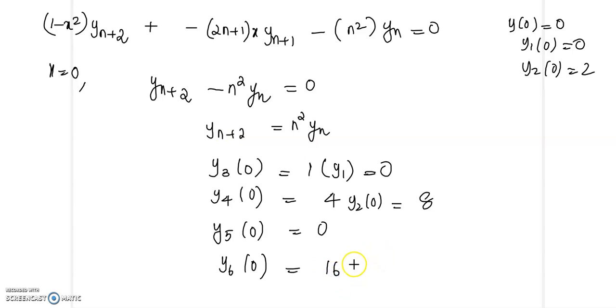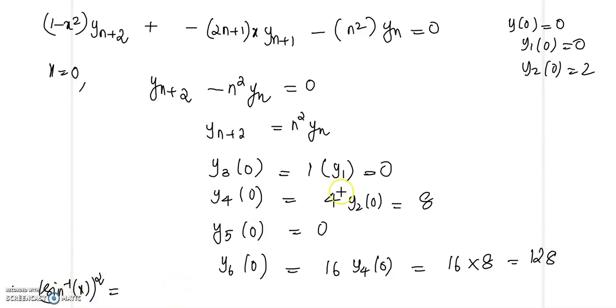So 16 y4 of 0. So that will be 16 into 8. So which is equal to 128. So now let us write the series. So therefore sine inverse of x whole square will be equal to, the first two terms are 0.